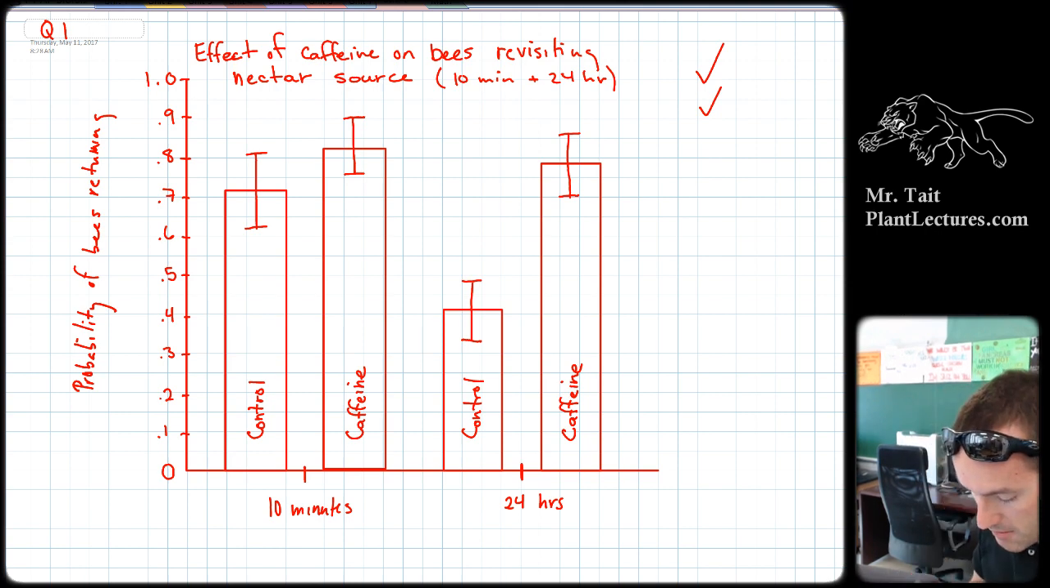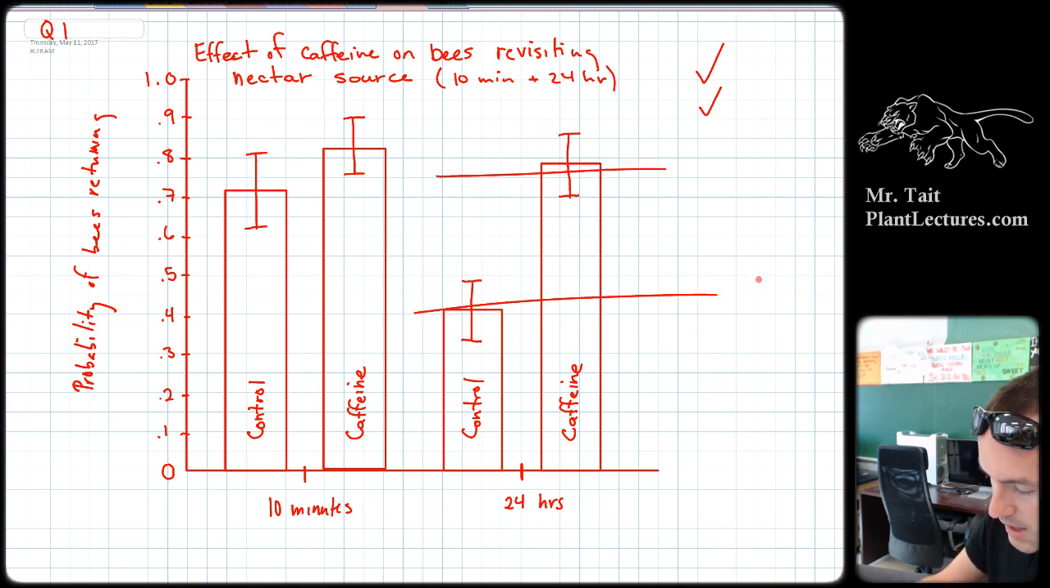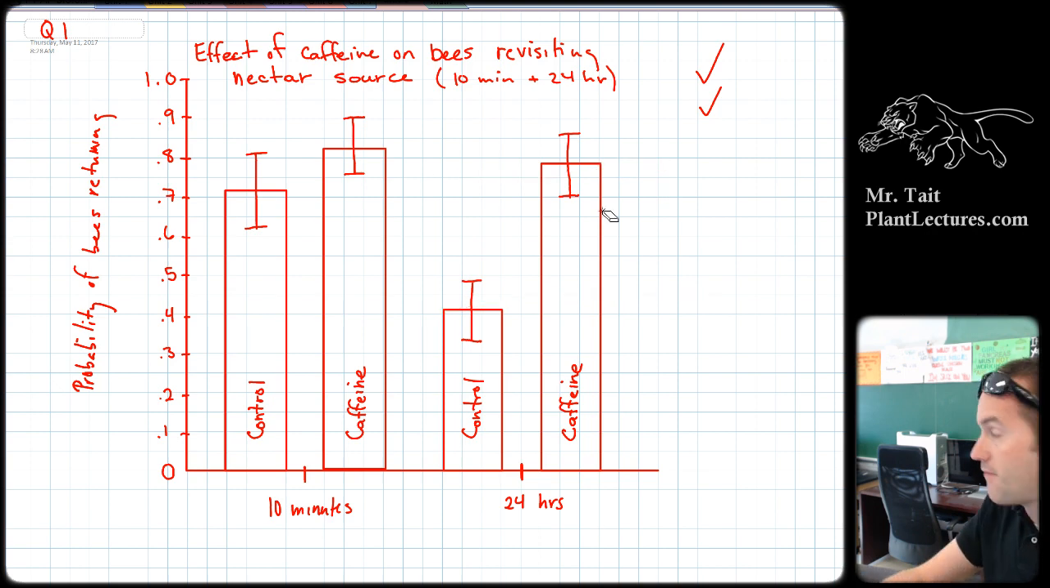Thanks for that. Okay, so question B said, based on the results, describe the effect of caffeine on each of the following. The short-term period. So we can see that because the short-term period has the error bars overlap, that means that there's no significant effect on the short-term bees activity. The long-term memory of the nectar source, however, we can see that there's no overlap there. And so that would indicate that caffeine increases the bee's ability to remember a nectar source.